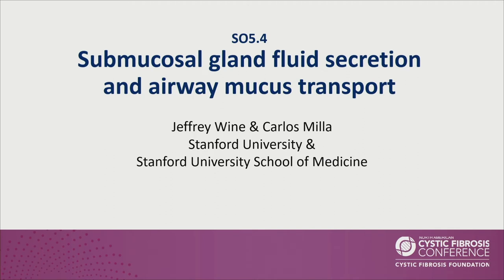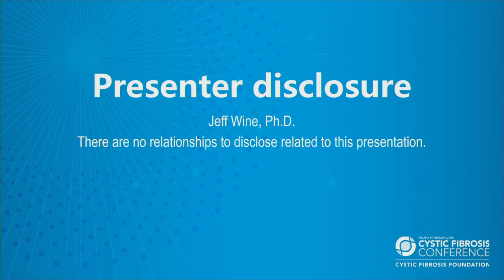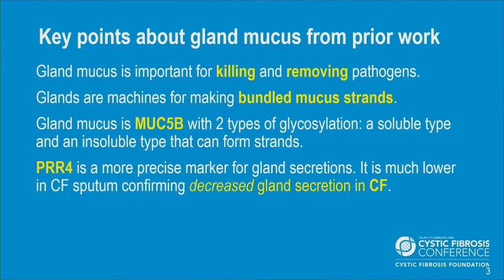I'm grateful to Dr. Fisher and Dr. O'Neill for inviting me, and grateful to you all for coming. I have no disclosures. So we just heard some really fascinating talks, and here are some of the key points. We saw that gland mucus is important for killing and removing pathogens, and that there are machines for making bundled mucus strands. We saw that gland mucus is MUC5B with two types of glycosylation, maybe a soluble and an insoluble type, the latter presumably forming strands.